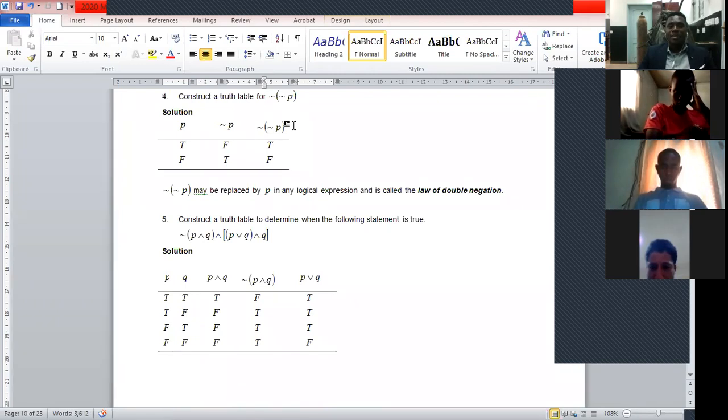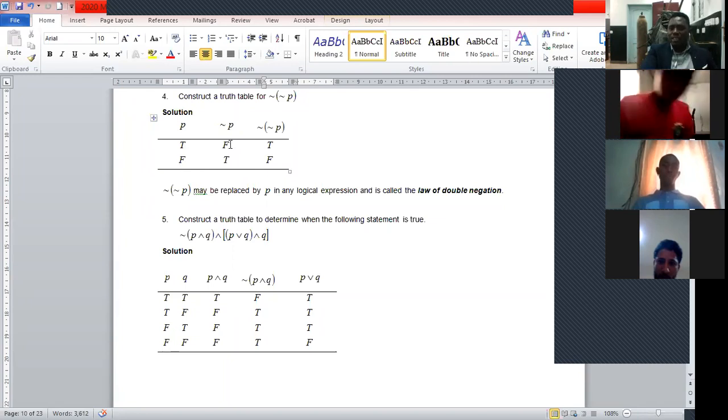So if P is representing true and false, what is the negation of P? The negation of P becomes false for true, and for false it becomes true. So I have negated the truth values, the possibilities of the statement. If I just have one statement, the two possibilities are true and false. To negate that, I'll get false, and then I'll get true.